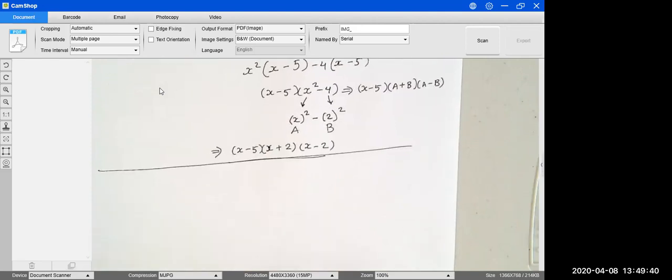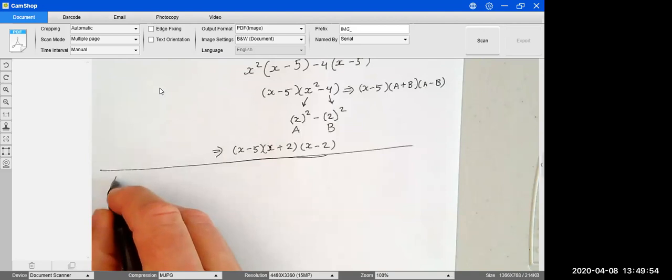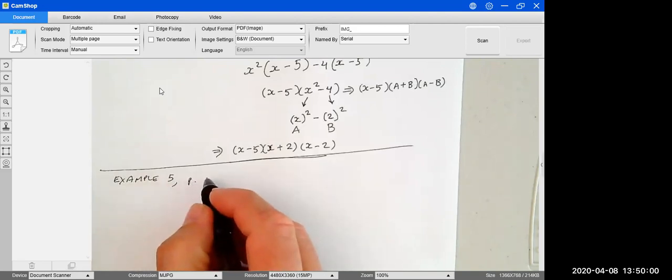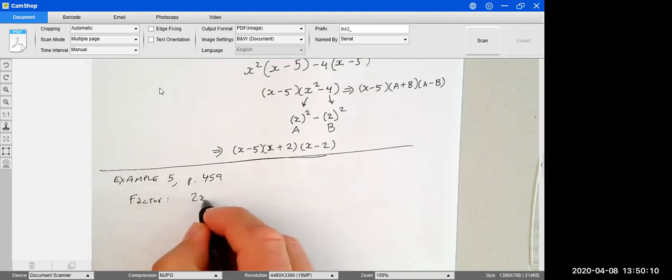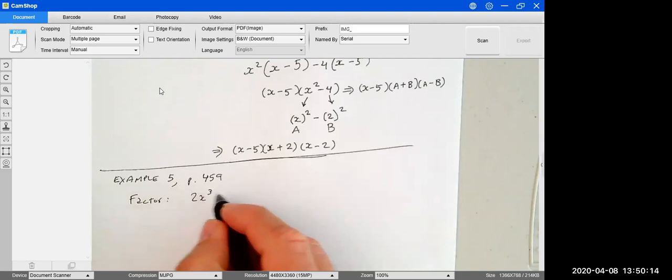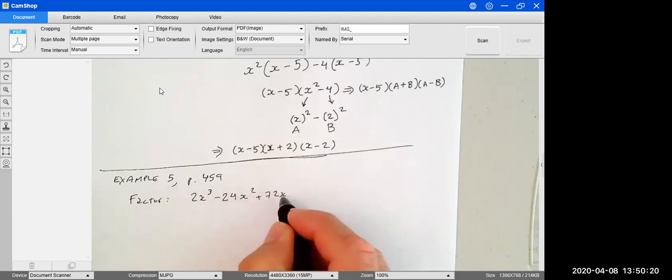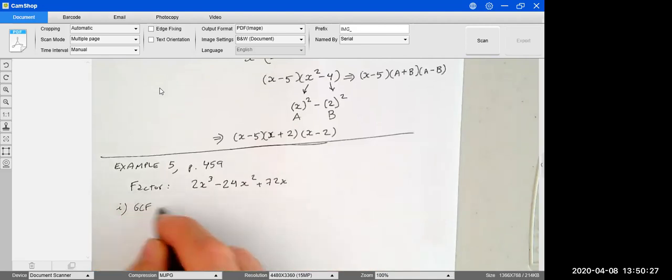Okay, let's continue. We have four more examples before you having the chance to practice the general strategy. So we're going to work now example 5. Example 5 on page 459. So now we're going to factor a trinomial. So we have 2x cubed minus 24x squared plus 72x. So first step, we look for a greatest common factor.